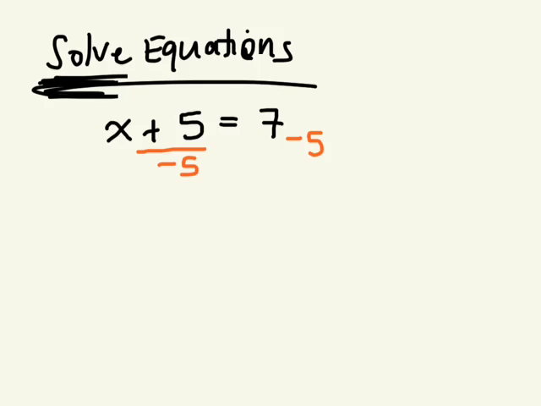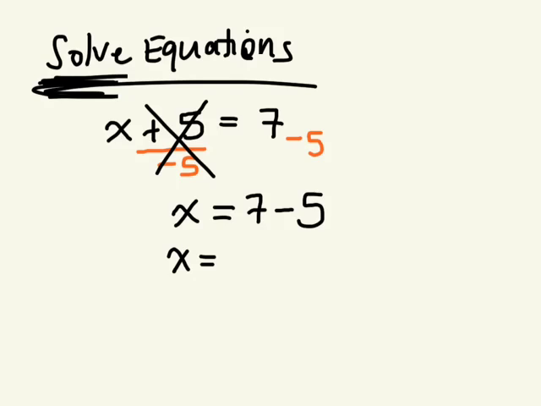Well, if I have 5 and I take away 5, how many do I have left? None, right? I'm left with x. And on the right side, I have 7 take away 5. Well, can we solve that? What's 7 take away 5? X equals 2. Okay? The example in the textbook's a little harder, so let's look at that one.